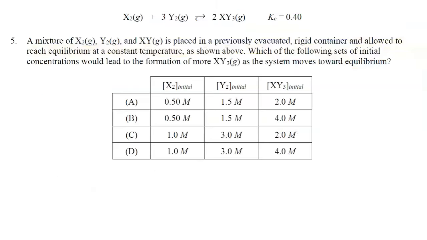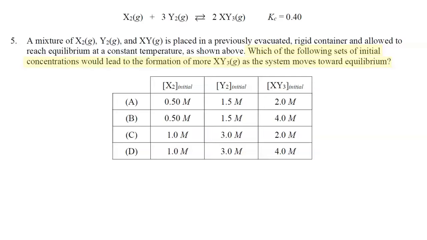Now let's take a look at question 5. In question 5, it says a mixture of the substances X2, Y2, and XY3 is placed in a previously evacuated rigid container and allowed to reach equilibrium at a constant temperature as shown above. And the question asks, which of the following sets of initial concentrations would lead to the formation of more XY3 as the system moves toward equilibrium?